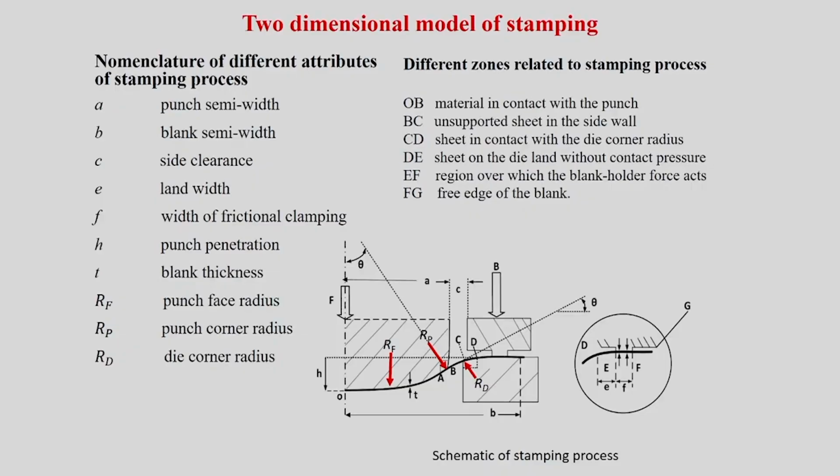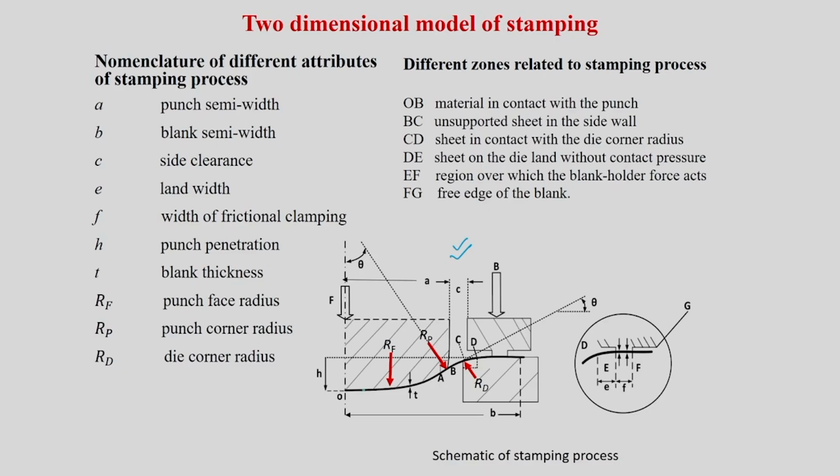So now we are going to consider something called a two-dimensional stamping model, and a typical schematic is shown in this particular figure. Okay, the schematic of a 2D stamping process is shown here. There is a lot of nomenclature one has to indicate with respect to this figure, and I have noted that down. So we will go one by one.